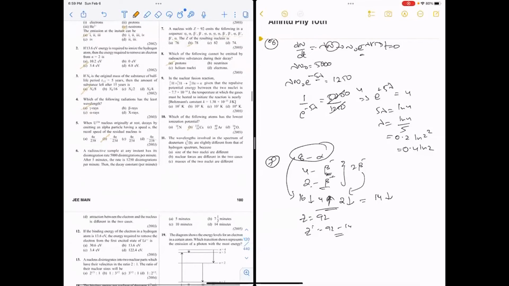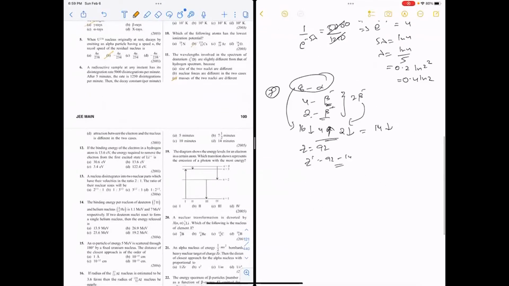11th one, conceptual. The wavelengths involved in the spectrum of deuterium D12 are slightly different from that of the hydrogen spectrum because the sizes of the two nuclei are different, nuclear forces are different, masses of the two nuclei are different, attraction between the electron and the nucleus is different in the two cases. Electrostatic force is still the same, right? So what is different for both of them? The masses, right? Nuclear masses are different.